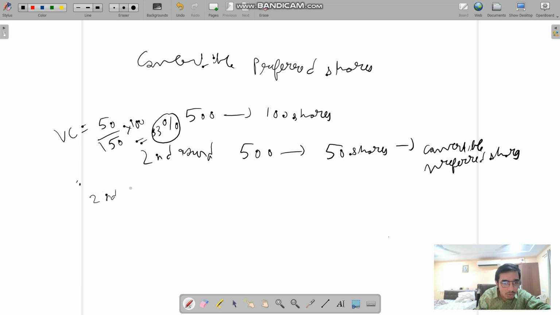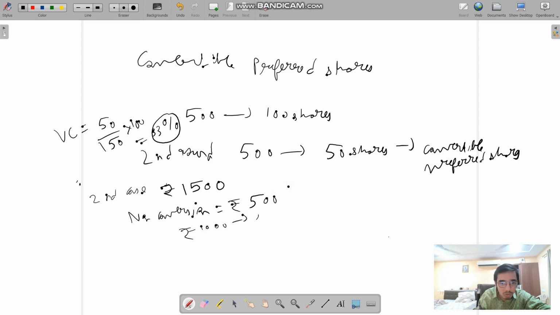So second case. Now let's say the company is sold for rupees 1500. Now if I have not converted my preferences, in case of non-conversion I'm getting only my rupees 500 back, and the remaining 1000 goes to the founders, right?